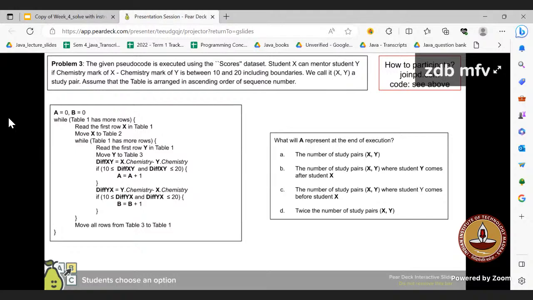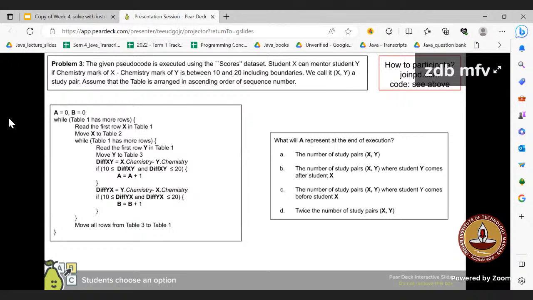Because the range is the same, but the matter here is whether we are seeing x first or y first. So basically you are subtracting one card from the other card, x and y chemistry marks. If they are in the range of 10 and 20, it will be counted either in A or in B. If it is not counted in A, it will be counted in B. Okay.